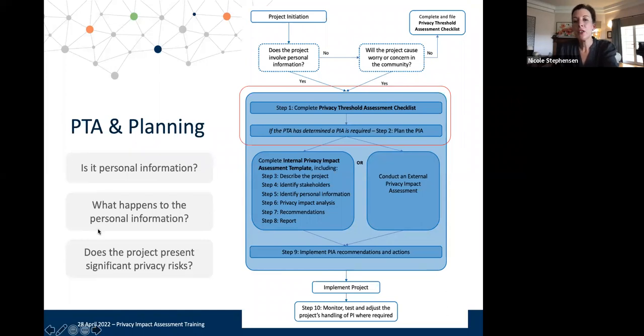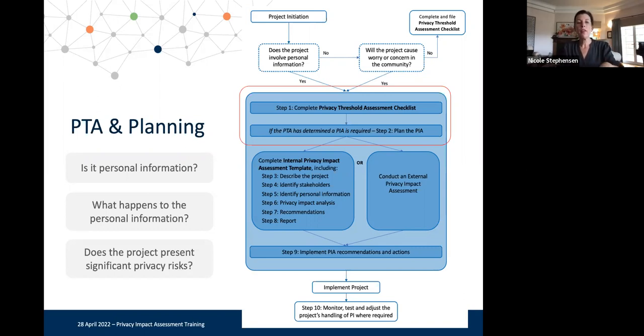So then we get into the privacy threshold assessment checklist. And within the checklist, and these documents exist separately, right? It's not just this little flow chart that you see here. They're actually formal documentation that you will all have access to that will make these steps make a little bit more sense.